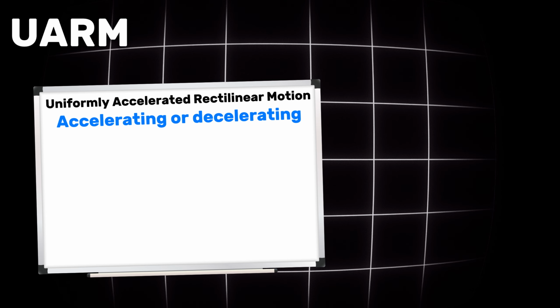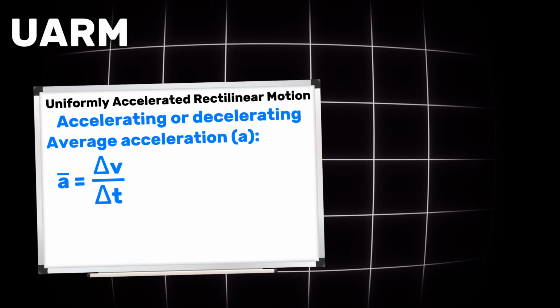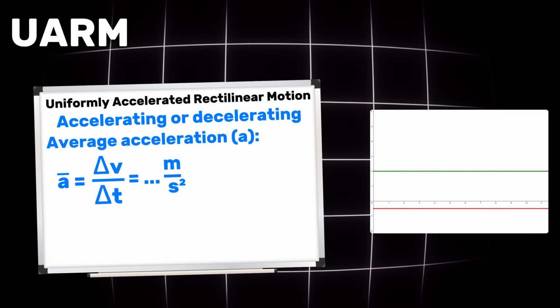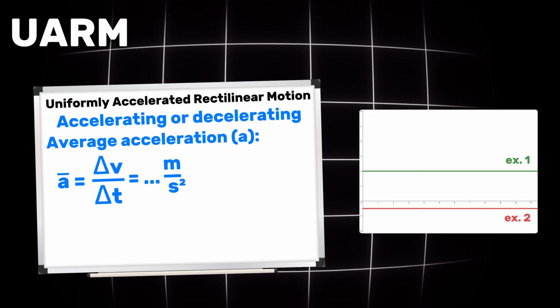When acceleration or deceleration occurs, we can also calculate the average acceleration, which we denote by A. The average acceleration equals change in velocity divided by change in time. This is very similar to this formula. The unit of acceleration is meters per second squared, and the graph of the acceleration is a horizontal constant.